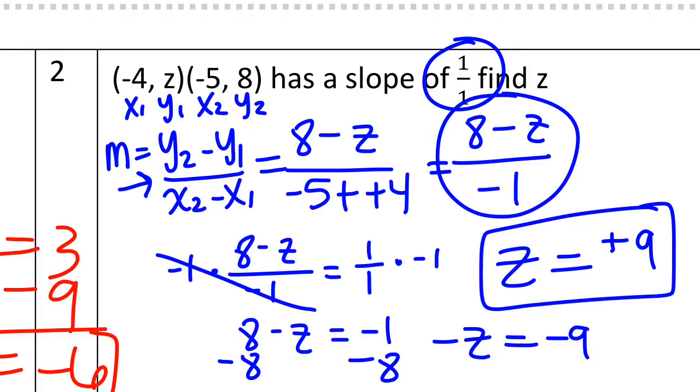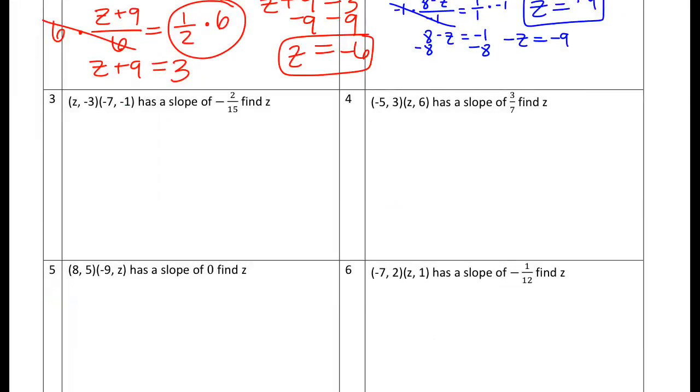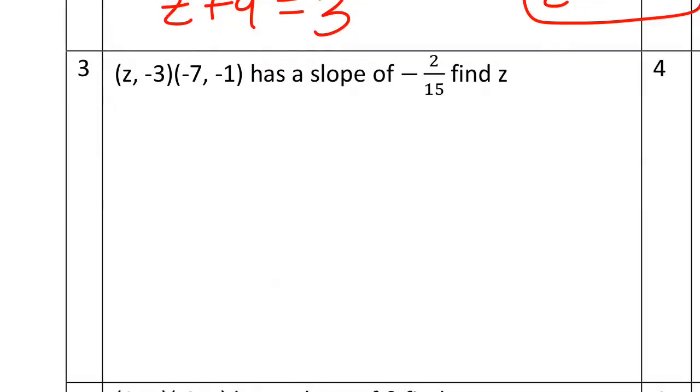And we're done. So I know this point up here has to actually be negative 4 comma 9 in order for us to get a slope of 1 when we use the slope formula. Okay, let's do one more example. Let's do number 3. I'm going to start the exact same way. I want to first label my points. So I'm going to go in x1, y1, x2, y2.